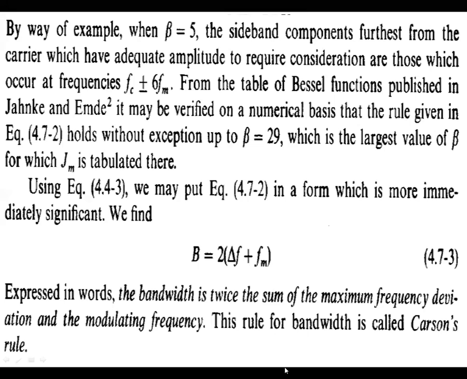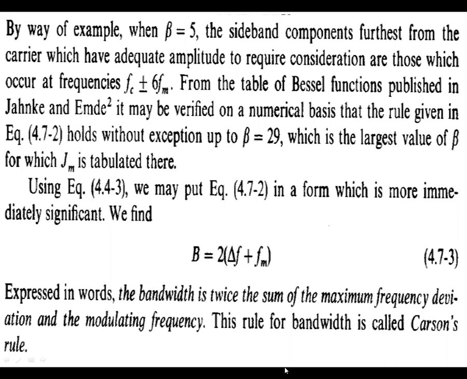So in frequency modulation there are 2 types of bandwidth expressions. One bandwidth is 2 into beta plus 1 into fm. That is the original bandwidth. Whereas in depth, the bandwidth is 2 into delta f plus fm also.